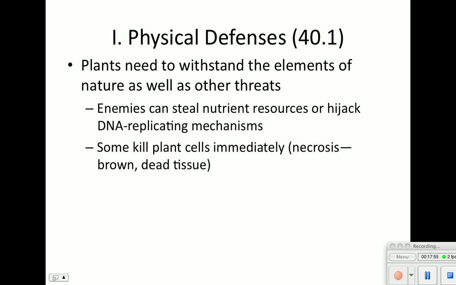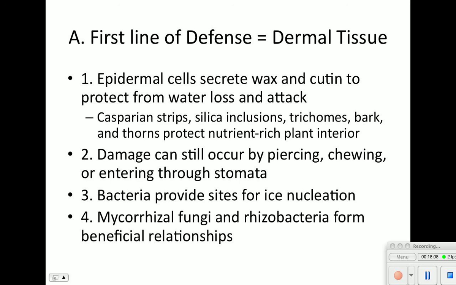Sorry about that. Okay, so when enemies attack plants, sometimes they will kill the plant cells immediately. We call the brown dead tissue necrosis. So you may have seen that. First line of defense for a plant is the dermal tissue, that outer epidermis. It's got that wax, that cutin that protects it from water loss as well as attack, because who likes to chew on wax, right?